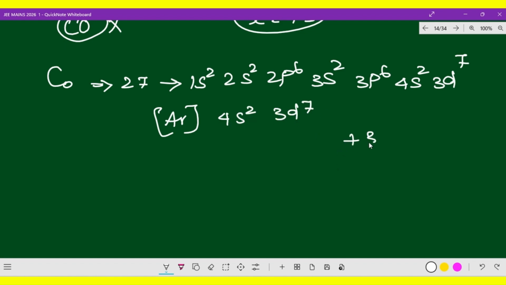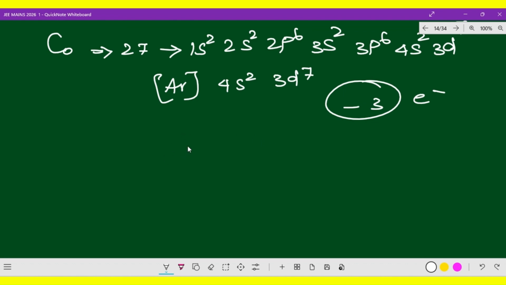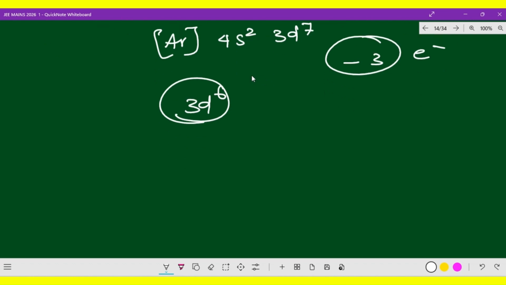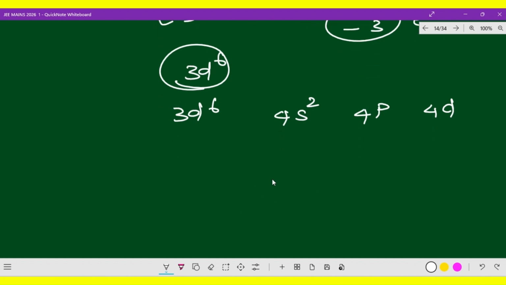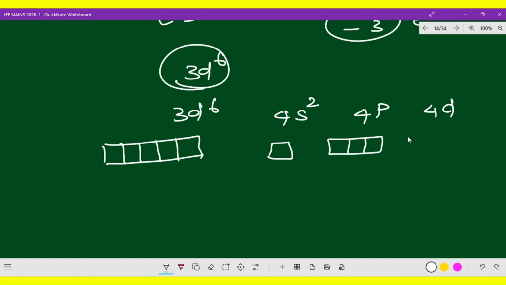How many electrons does it have to lose? Plus 3 oxidation state now, so minus 3 electrons it has to lose. So that means 3d6 only is available, because 2 from 4s and 1 from 3d are lost. So here we have 3d6, 4s, 4p and 4d. So empty orbitals have to be kept ready to occupy the ligands. Now here 5 d orbitals, right? So 5 rooms will be available: 1, 2, 3, 4, and 5. Here 1 and here 3, 1, 2, 3, and here 5.